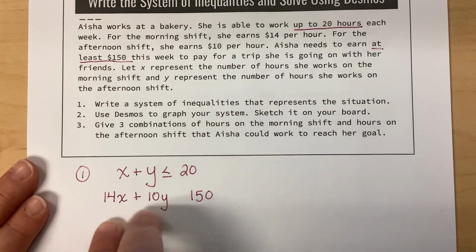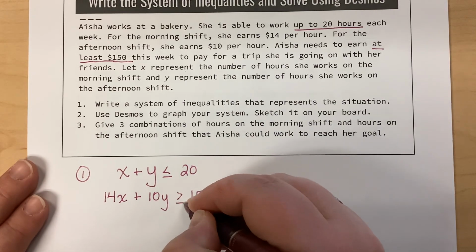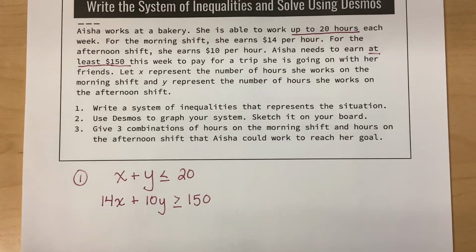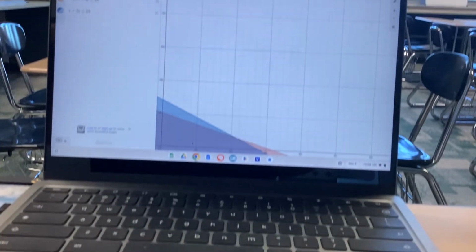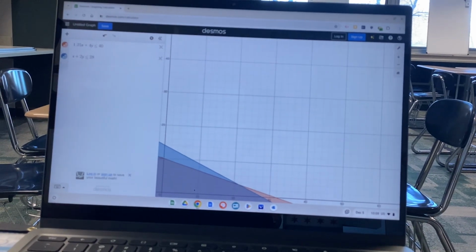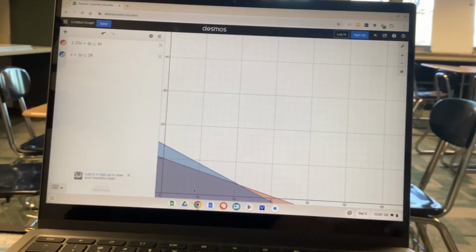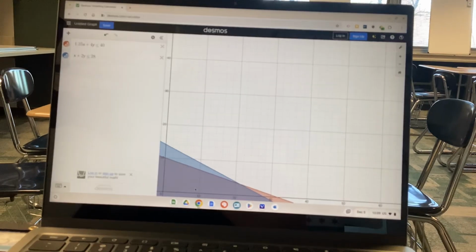That means the amount of money that she makes can be bigger or equal to that $150. That would help her reach her goal. All right, so let's shift back to DESMOS. You're gonna see the problem we just did in the first one before I delete it. Let me refocus. Okay. It's still not great, but we'll figure it out.